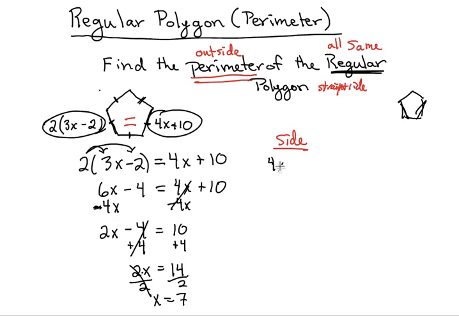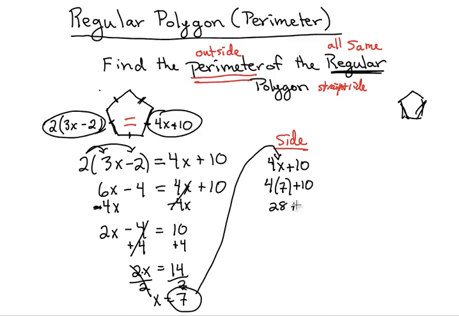So I'll copy that side length down, 4x plus 10. Now this 7 is x, so that's going to substitute in for x. So I'm going to substitute that in, 4 times 7. Bring down my plus 10. So 4 times 7 is 28. Bring down my plus 10, which would be 38. So that would be one side of our picture, or of our regular polygon.